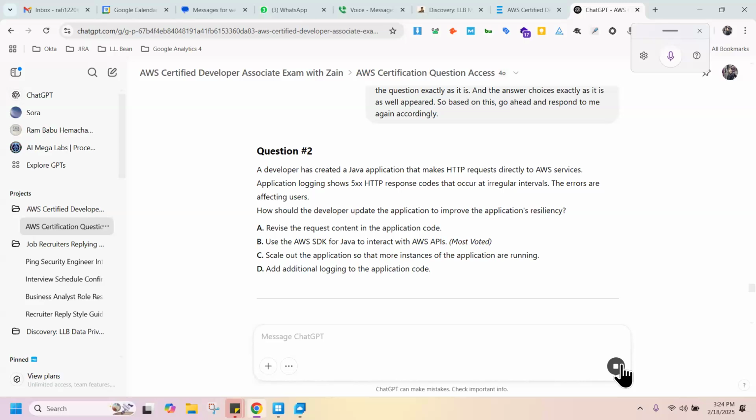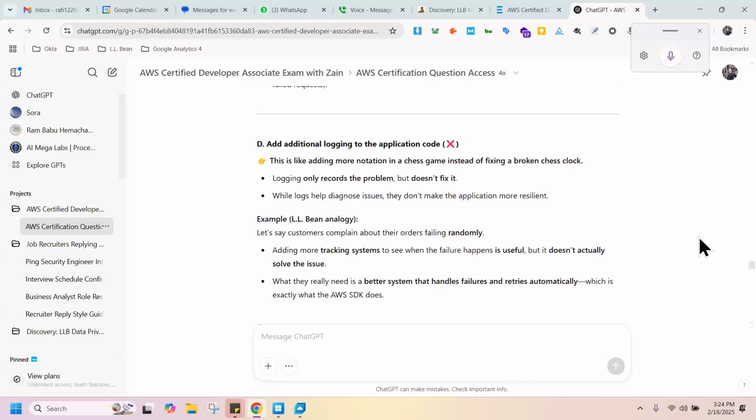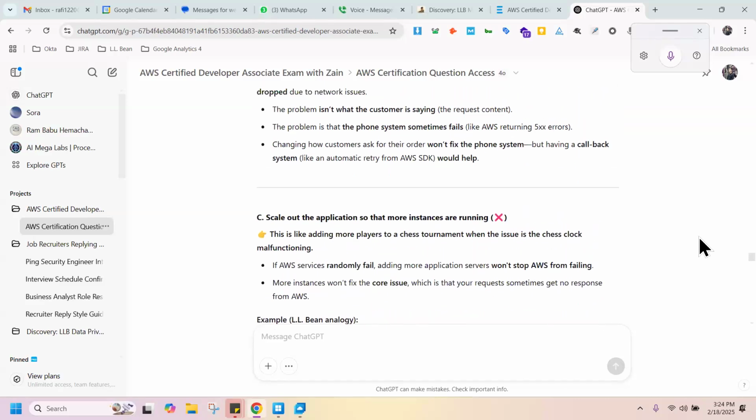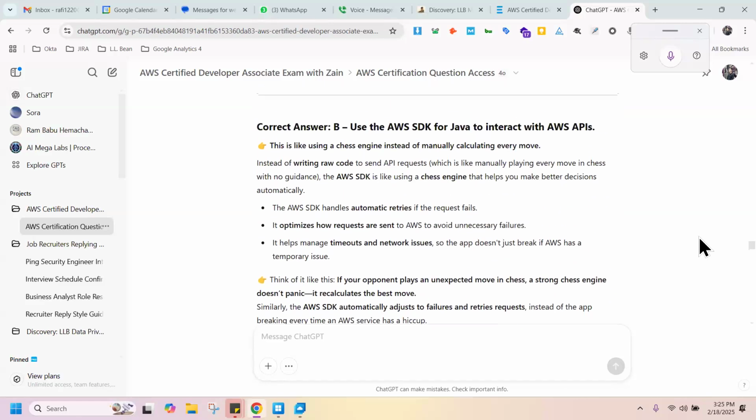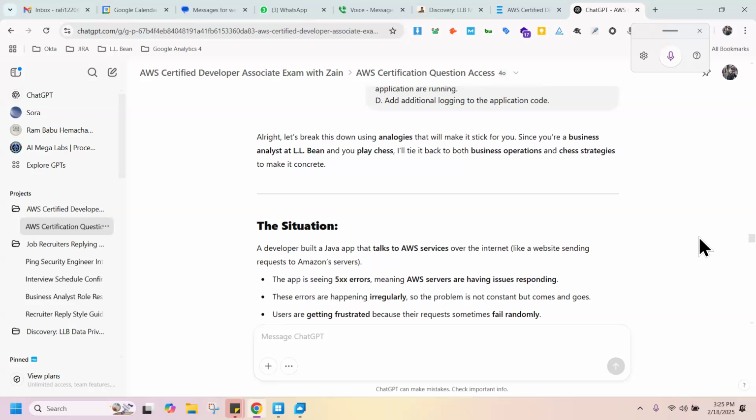Developer created a Java application that makes HTTP requests directly to AWS services. So I think the previous response is good, right? Because it tells us what the question is. Once you understand the scenario, then you can read the actual question, and once you read the question, you can easily understand it, right? If you jump directly to the question, then maybe it's difficult for you. So here you can see this situation. Basically it helps you understand what the question is about, right?